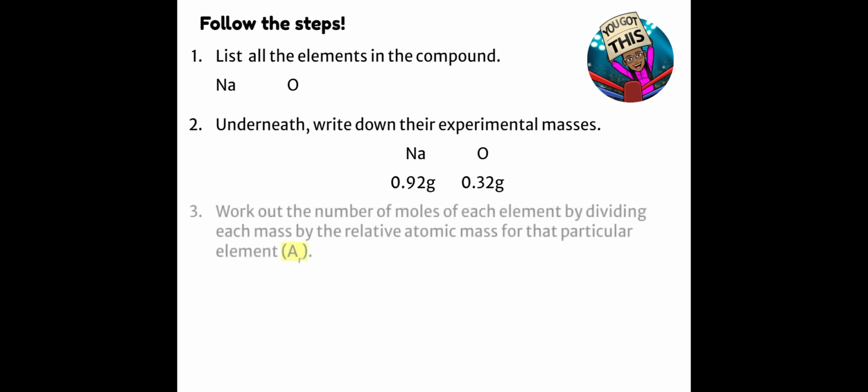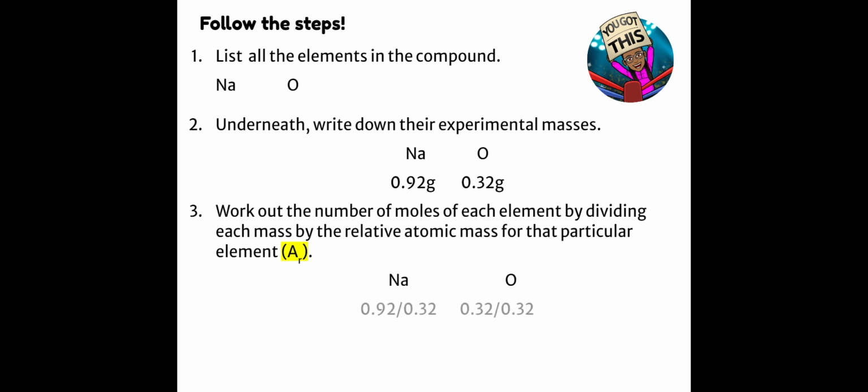Then you've got to work out the number of moles by dividing each mass by the relative atomic mass for that particular element. So for sodium, you divide the value in the question by 0.32, and then oxygen, you divide the value given in the question by 0.32. So now you have got some mole values.